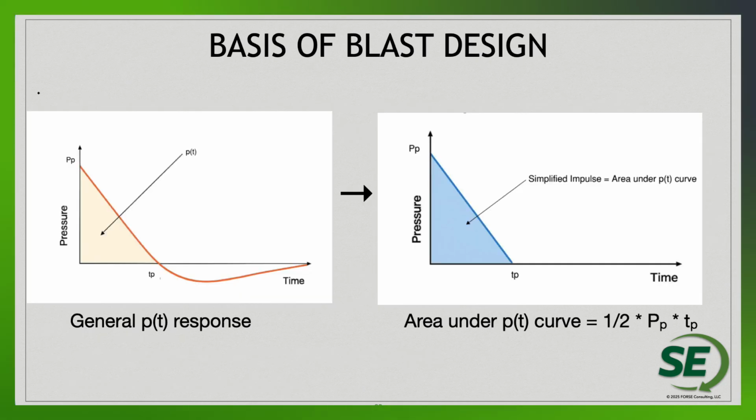This slide here shows how we simplify the pulse. The general PT curve is often idealized as a triangular pulse for design. So we still preserve that area because it really controls the structural response. But as I mentioned before, typically the negative phase, the suction phase, does not control the design. So we just simplify that pulse as a triangular load and calculate the area under the PT curve to obtain our impulse.